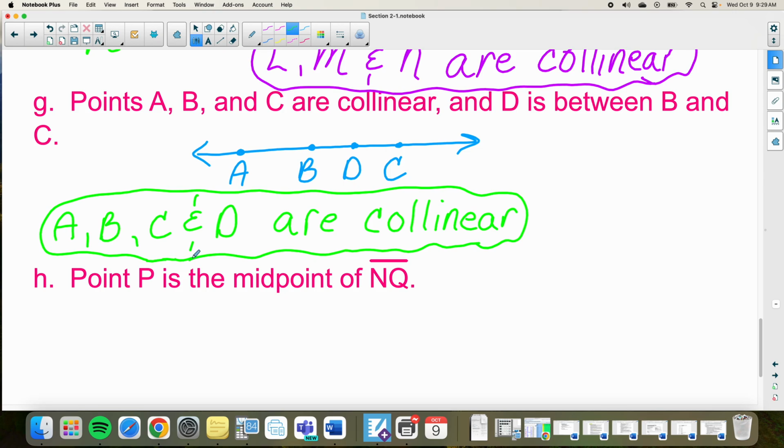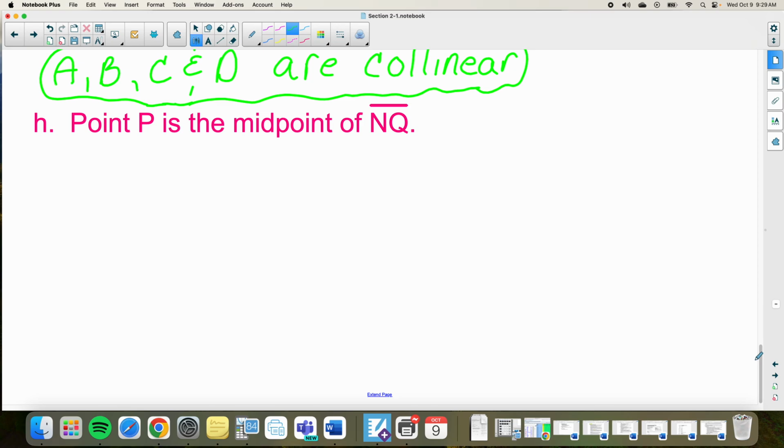Okay. All right, now let's look here. And this one says point P is the midpoint of NQ. So if you think of what midpoint means, that means that this part is congruent to that part, okay? Does everybody understand that with midpoint? And what you have to do now is say something else about that.